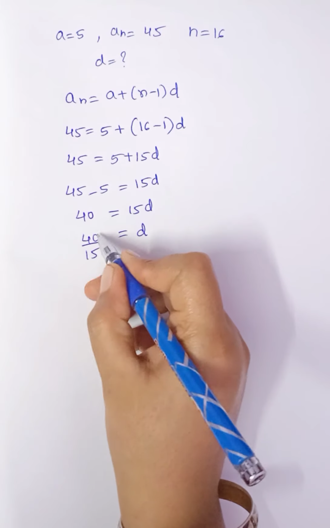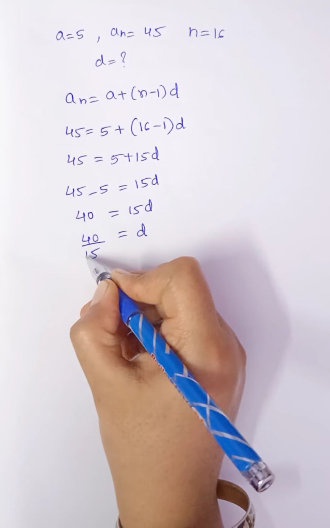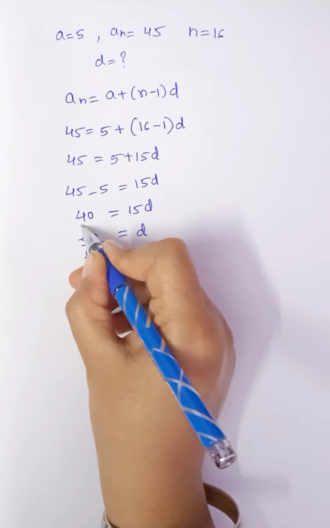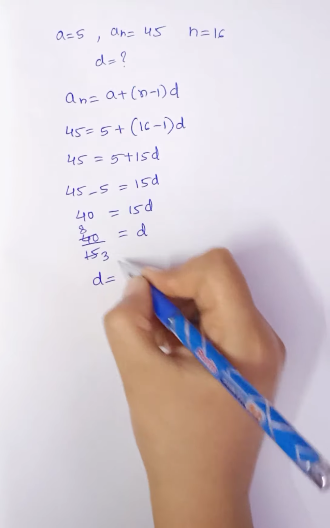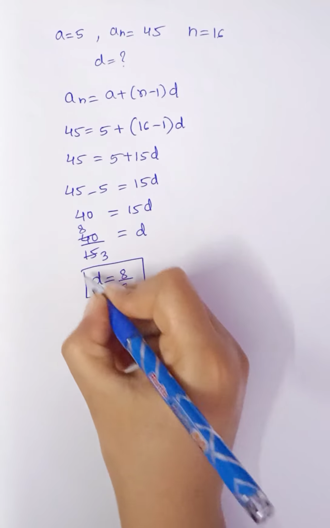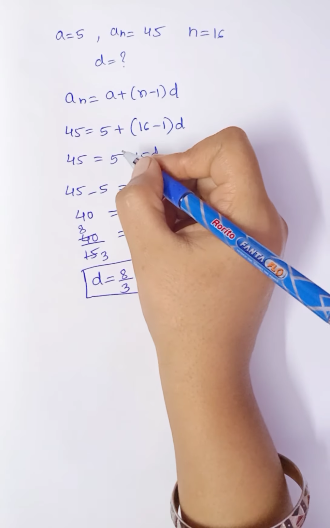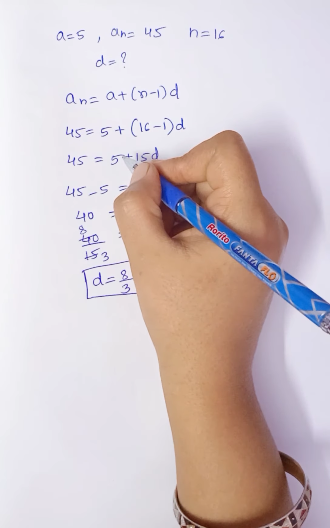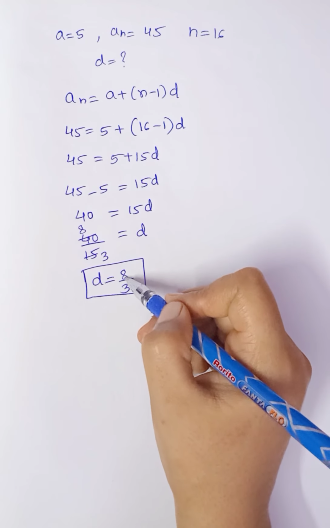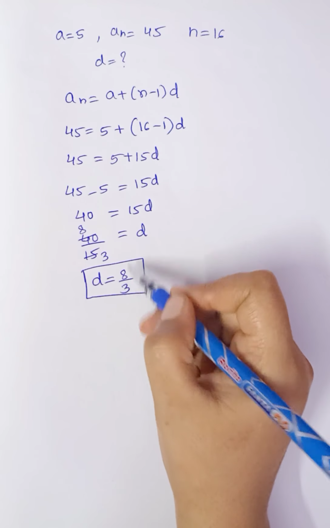These both are in the 5 table. 5 threes are 15, 5 eights are 40. So what have I got as the value of d? d is equal to 8 by 3. So 8 by 3 is the value of d. See, according to the question, the number of terms was 16 and the common difference d is equal to 8 by 3. Okay, this completes the proof.